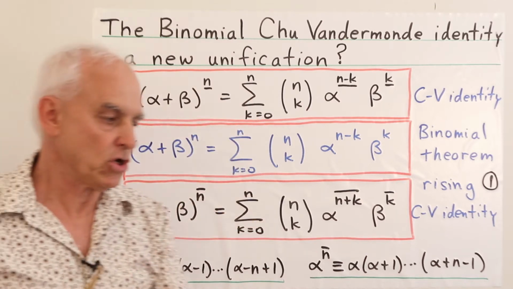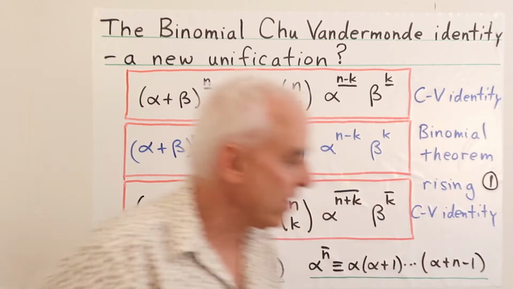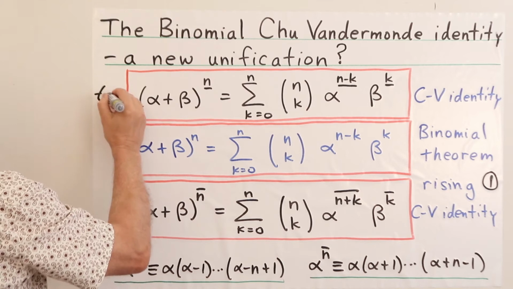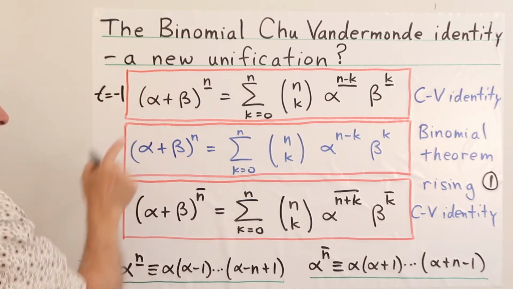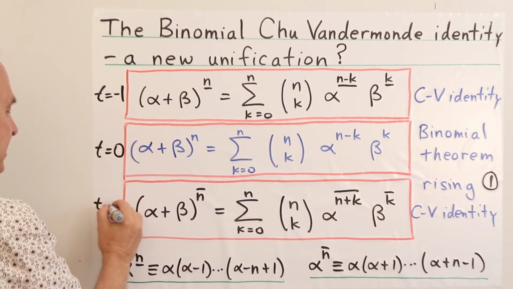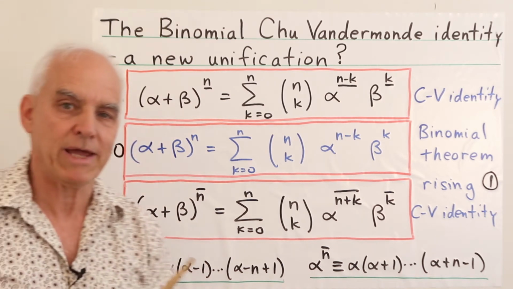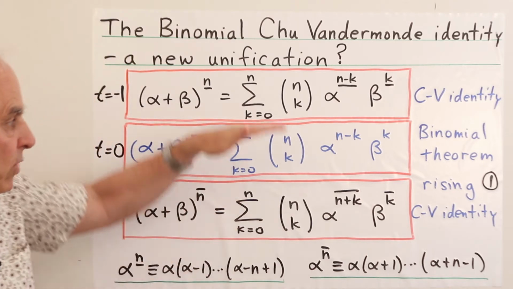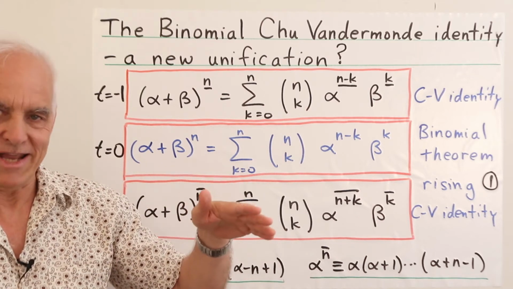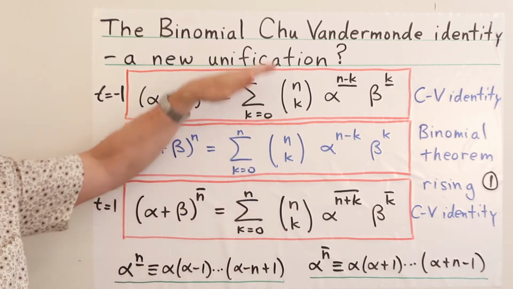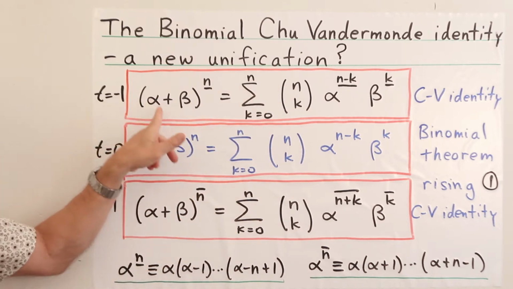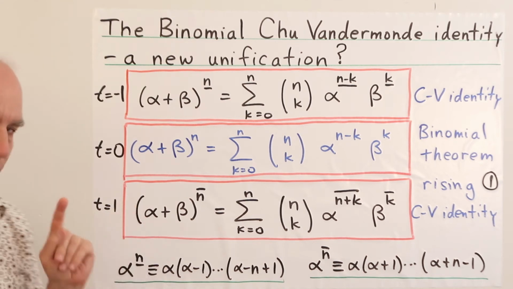So today I'm going to show you that, in fact, we can assign this initial formula to a variable, say t, with value minus 1 for that one, where this case here is the case t equals 0, and this one is the case t equals 1. In other words, we're going to be able to interpolate between these three identities. We're going to have a whole family of identities that interpolates, and in fact extrapolates, beyond these ones. When t equals 0, we're going to get this one. When t equals minus 1, we're going to get this one. When t equals 1, we're going to get this one.